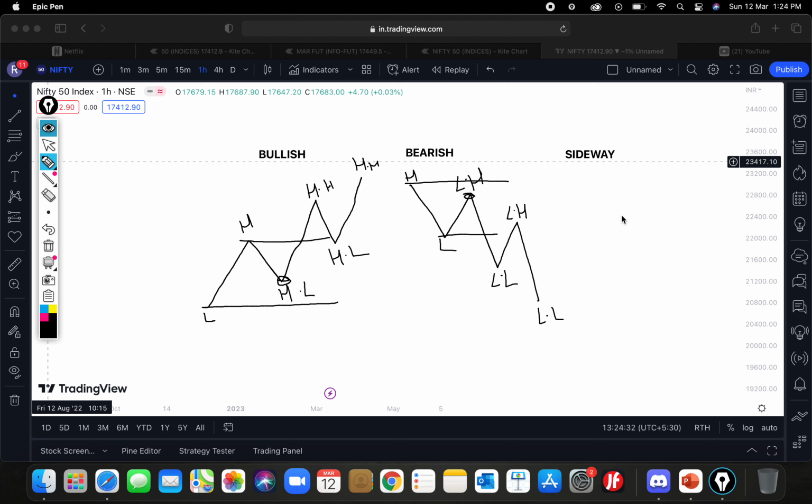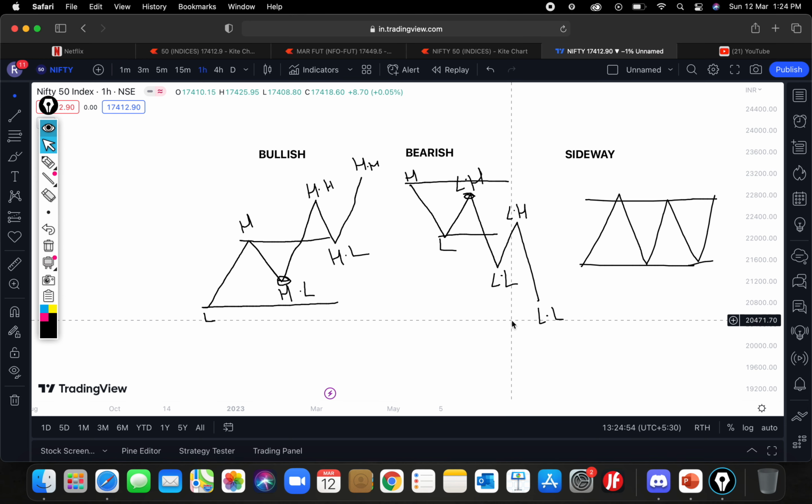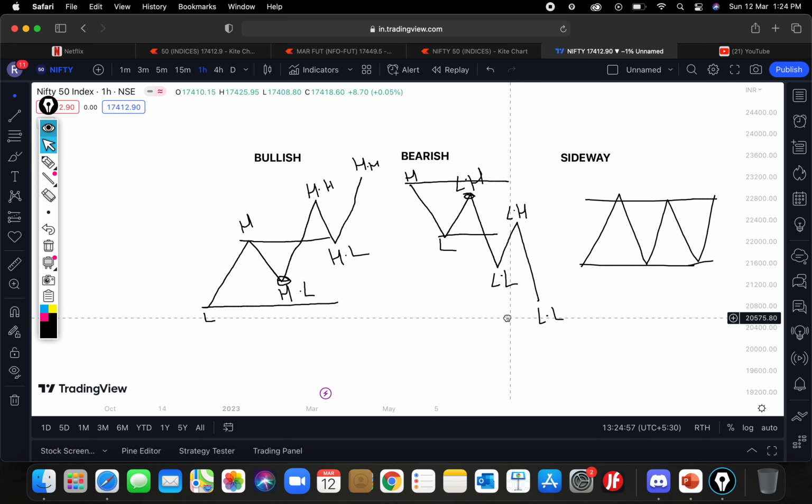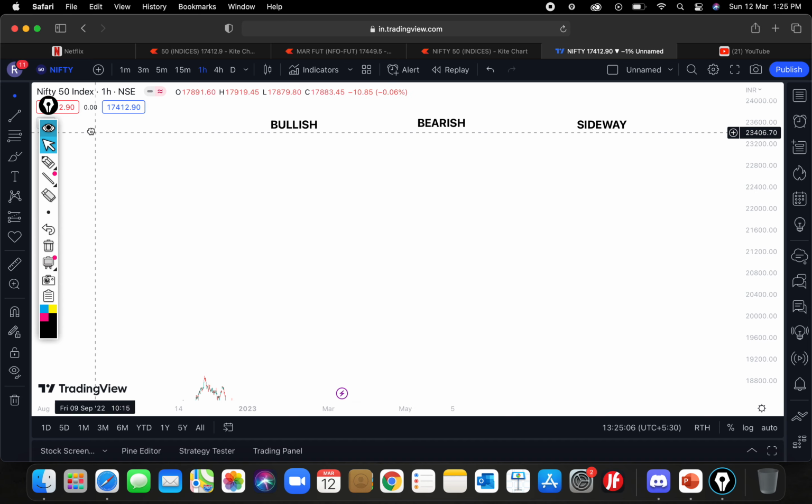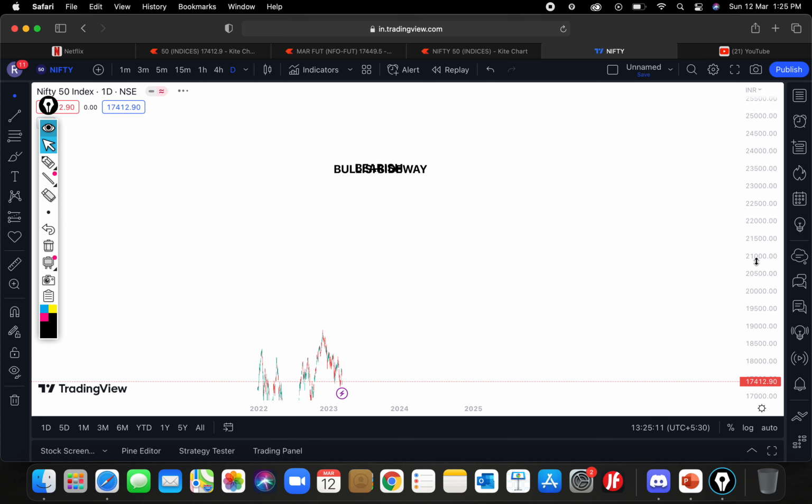So next, sideway. A sideway market is nothing but the market trading in a particular range. This is how a sideway market looks like, having equal lows and equal highs in the same particular range. So these are the three different market trends: bullish, bearish, and sideway. Now let's see how we trade based on these trends. Firstly, how do we identify the markets in a trend? So let's go to some charts.